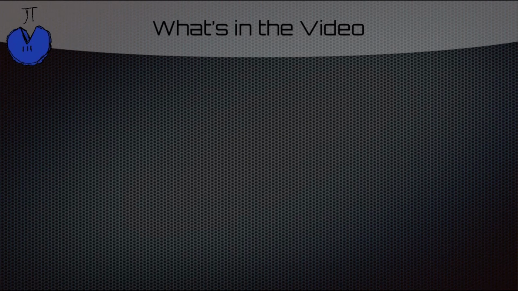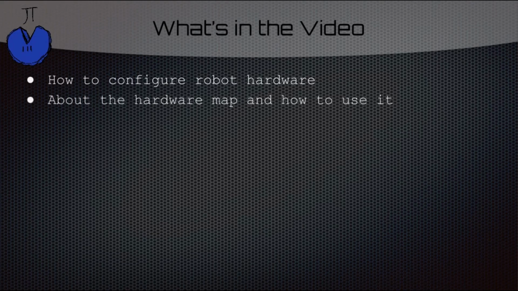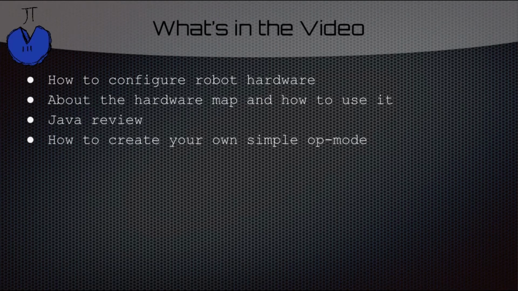First, I'll go over what's in the video so you'll know what to expect. We'll teach you how to configure robot hardware using the robot controller phone app. We'll teach you about the hardware map and how to use it through your code and how that interacts with the configuration file. A little bit of Java review. This includes classes, objects, variables, methods, stuff like that, and how to create your own simple opMode. It won't do much, but it should actually be able to run on your robot, and that should be pretty cool.